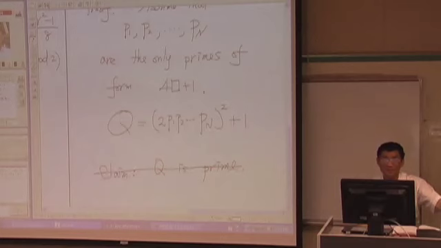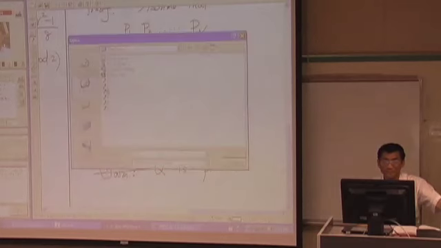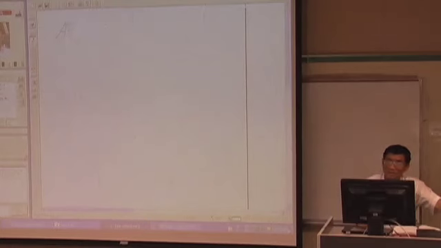So let's go to the next column. So assume that Q is not prime. In other words, assume that Q is divisible by an odd prime.